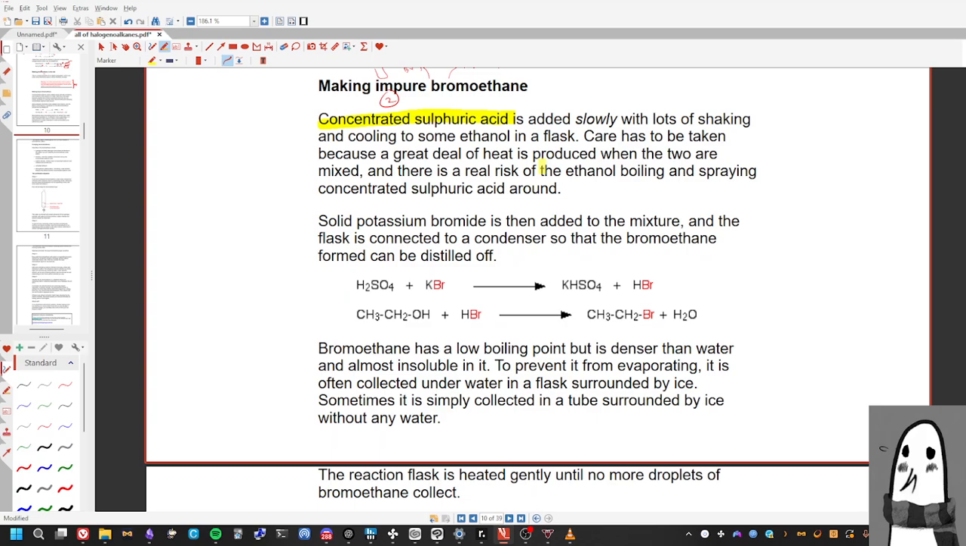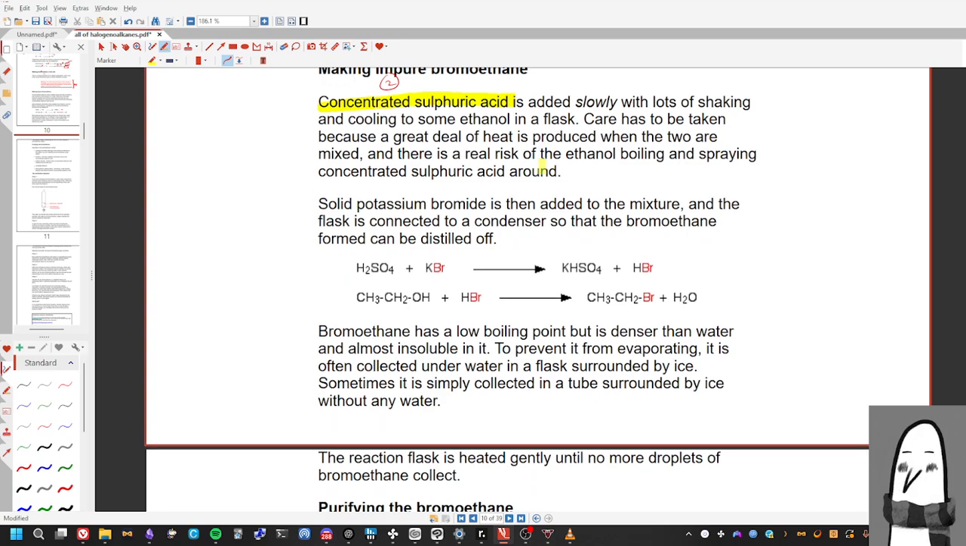Solid potassium bromide is then added to the mixture, and the flask is connected to a condenser so that the bromoethane formed can be distilled off. Things to note: first, you're adding the concentrated sulfuric acid to the ethanol in a flask, adding it slowly, shaking, and cooling as well. The first step is really putting that concentrated sulfuric acid into the ethanol in the flask.